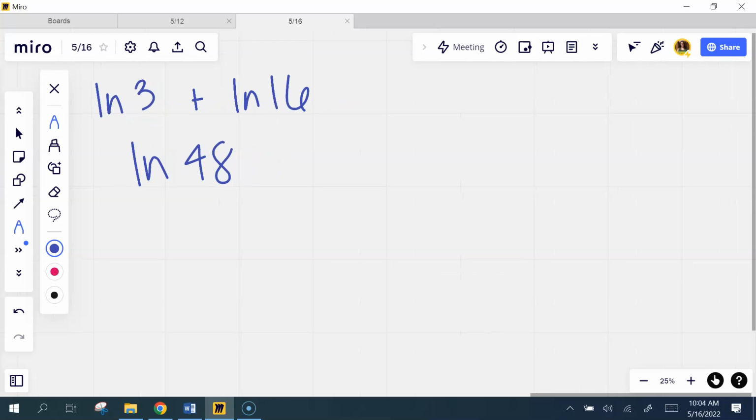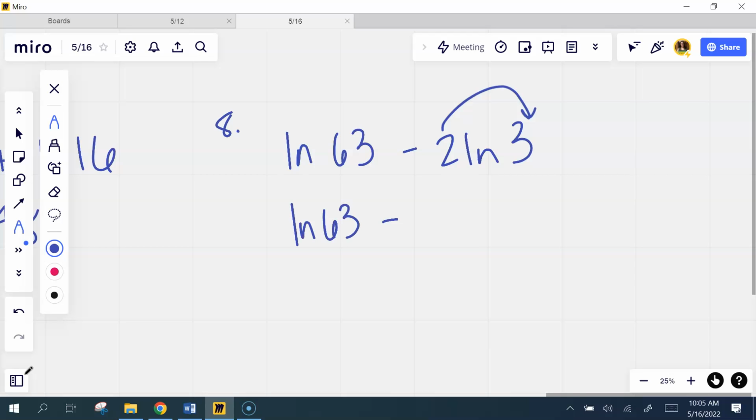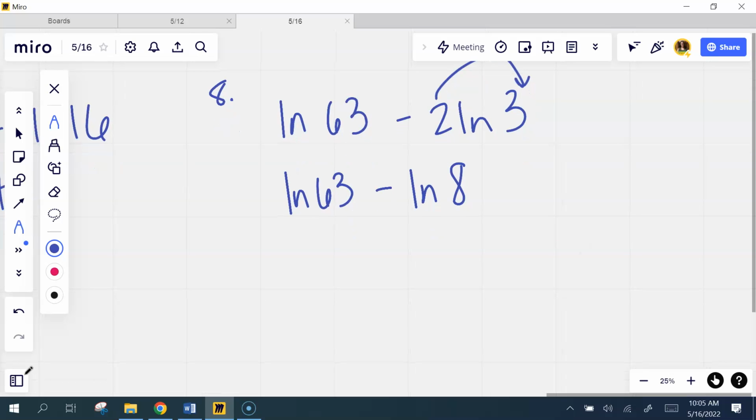How about number 8? I have the natural log of 63 minus 2 times the natural log of 3, and I want to condense. What do I do first? Everybody's saying the 2, the exponent. Y'all are exactly right. So I have the natural log of 63 minus the natural log of 8. Now what do I do? I'm subtracting here. I did 2 to the 3rd. I'm sorry. And there you go. Y'all keep me straight.